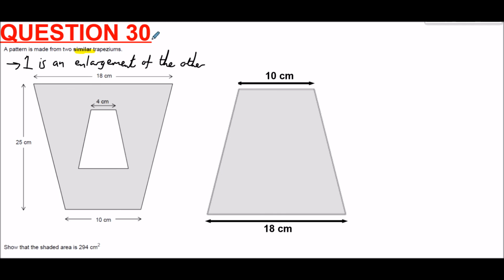What we could do with working out is the scale factor of enlargement. Now the scale factor of enlargement can be worked out by taking a side on the big shape and dividing it by a side, a corresponding side, on the small shape.